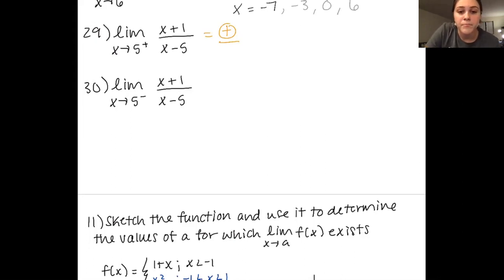Okay, so now we will move on to another graphical problem. This will be the last graphical problem that we do before we move on to algebraic limit assessments and the skills that we use to do that. So sketch the function and use it to determine the values of a for which the limit as x tends to a of f of x exists. So we'll address the second half of the question afterwards. We will just focus on graphing for now.